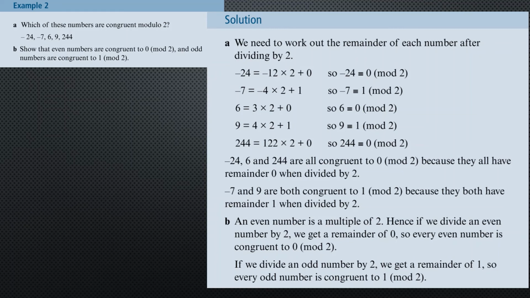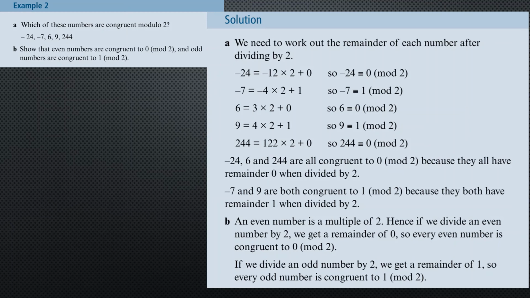6 is 3 lots of 2 plus 0. So 6 is congruent to 0 mod 2. 9 is 4 lots of 2, which is 8, plus 1 more. So 9 is congruent to 1 mod 2. And 244 is 122 times 2 plus 0. So 244 is congruent to 0 mod 2.